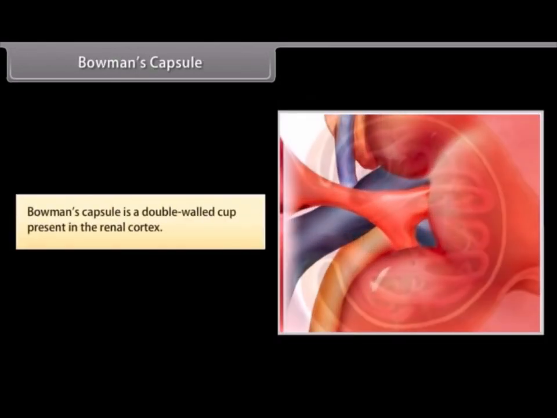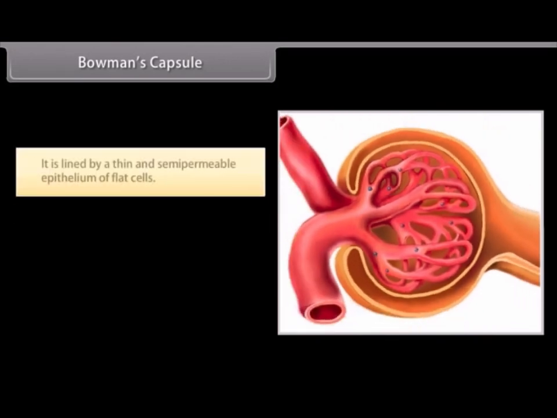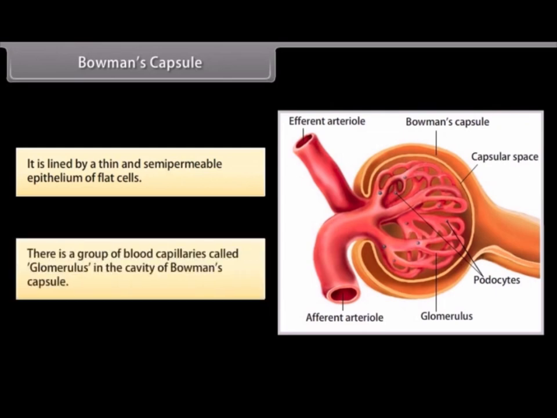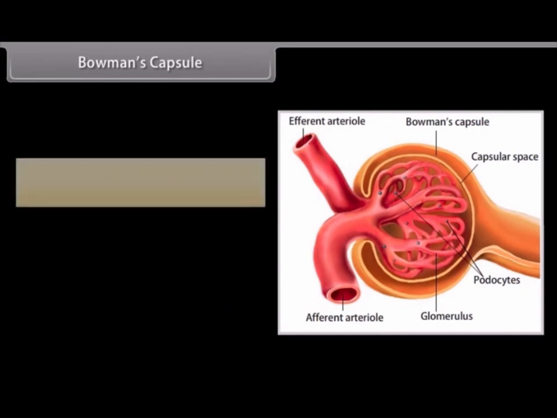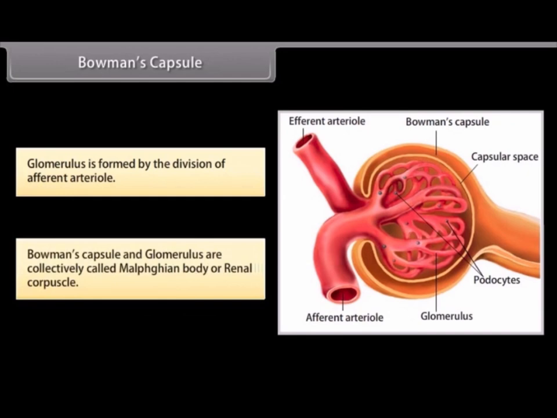Bowman's capsule. Bowman's capsule is a double-walled cup present in the renal cortex. It is lined by a thin and semi-permeable epithelium of flat cells. There is a group of blood capillaries called glomerulus in the cavity of Bowman's capsule. Glomerulus is formed by the division of the afferent arteriole. Bowman's capsule and glomerulus are collectively called Malpighian body or renal corpuscle.